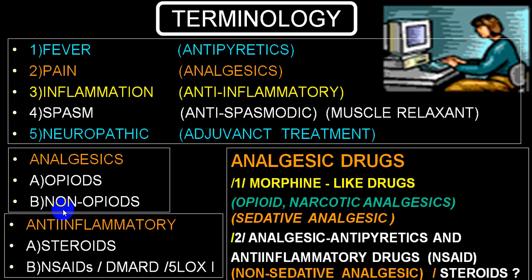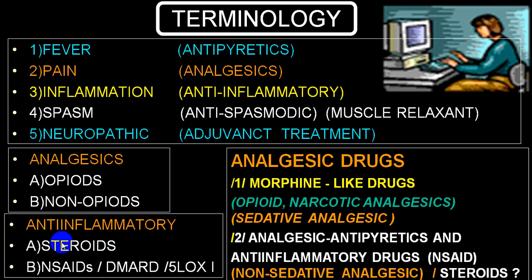Analgesics you can divide into opioids and non-opioids. According to the inflammatory action: steroids and non-steroidal anti-inflammatory drugs, DMARDs, and there is also one group we call 5-LOX inhibitors. Or you can divide into morphine-like opioids or narcotic analgesics, that is sedative analgesics, and analgesics which have anti-inflammatory property, that is non-steroidal anti-inflammatory drugs, and steroids.